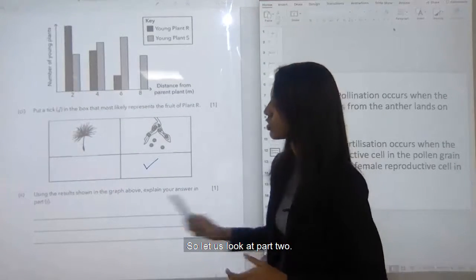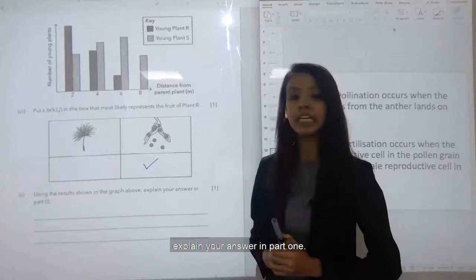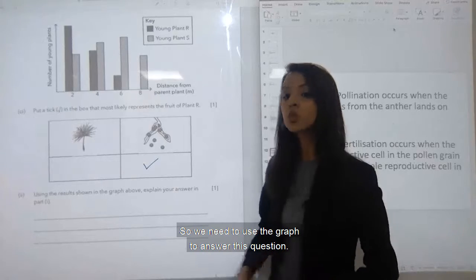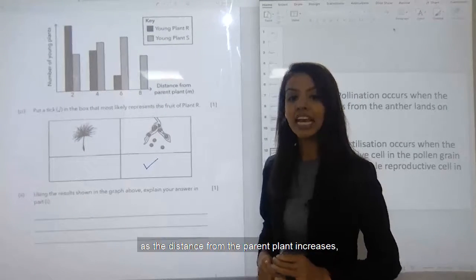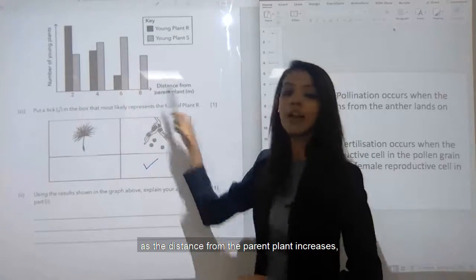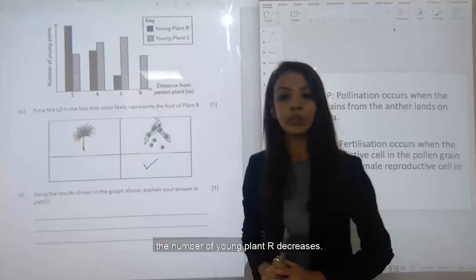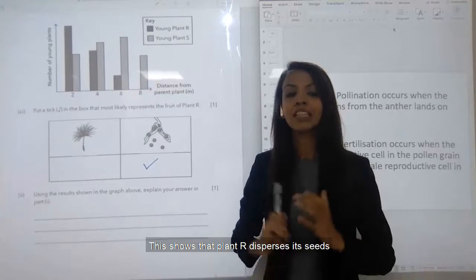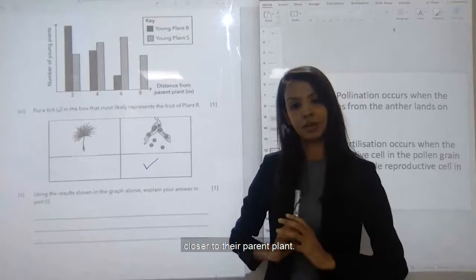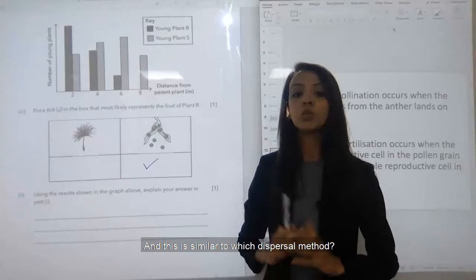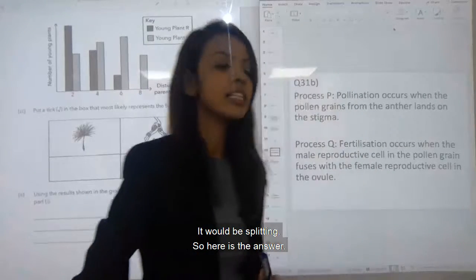So let us look at part 2. Using the results shown in the graph above, explain your answer in part 1. So we need to use the graph to answer this question. From the graph, we can see that as the distance from the parent plant increases, the number of young plant R decreases. What does this show? This shows that plant R disperses its seeds closer to the parent plant. And this is similar to which dispersal method? It would be splitting. So here is the answer.